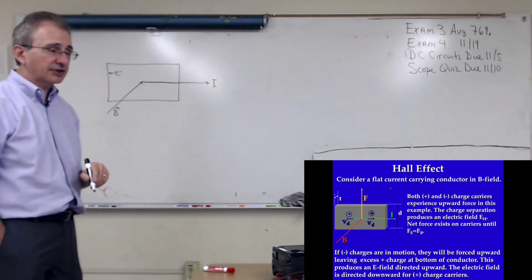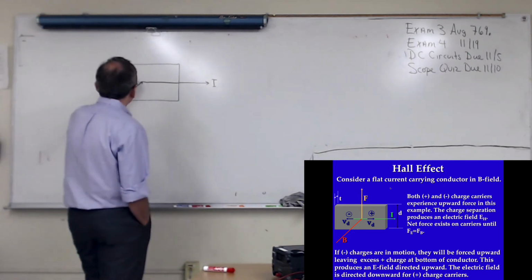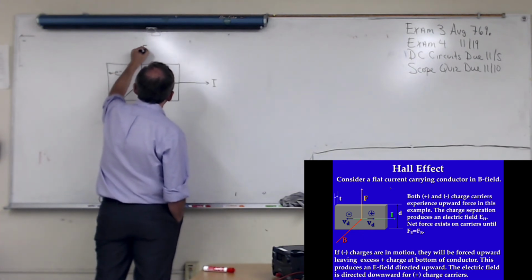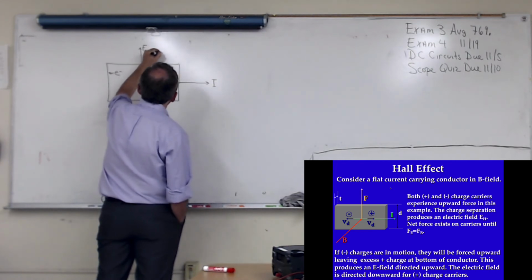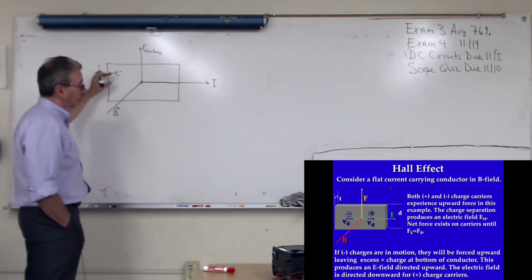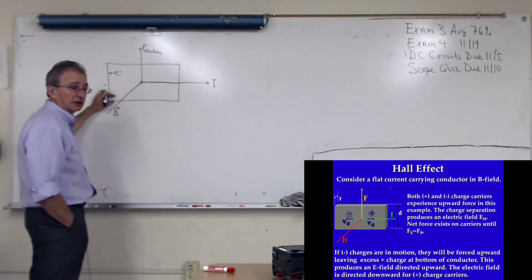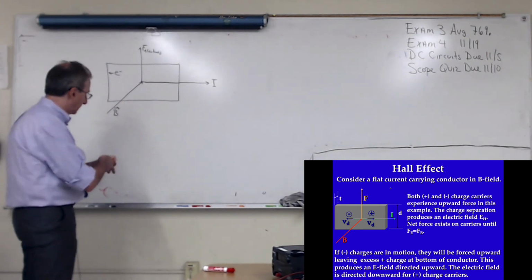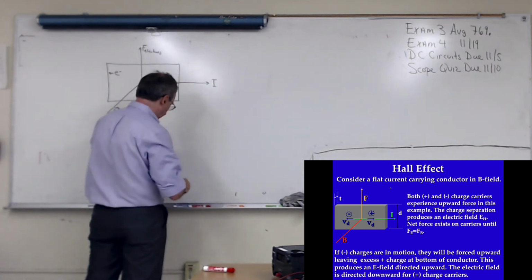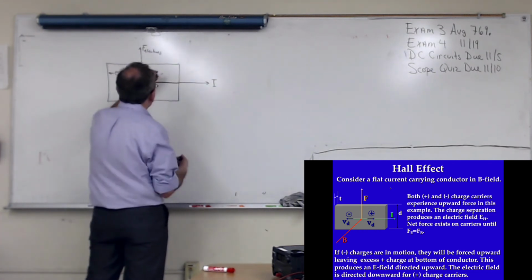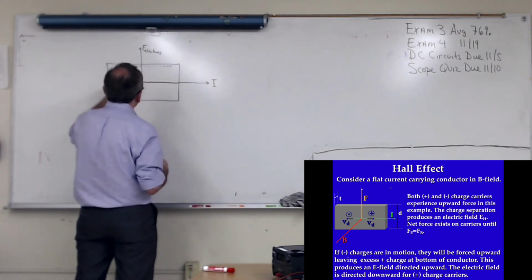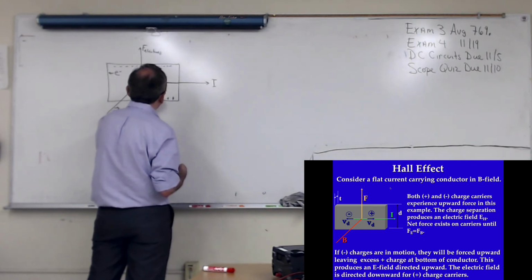There will be a force on the electrons upwards, making the electrons reach this end, leaving a positive charge down here. So when you have this conductor with the current going in that direction, you're going to have a separation of charge: a bunch of minuses up here, and a bunch of excess positive charge left over.